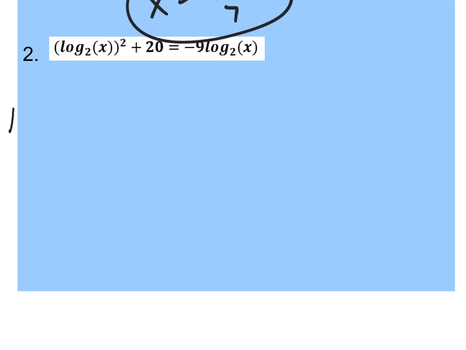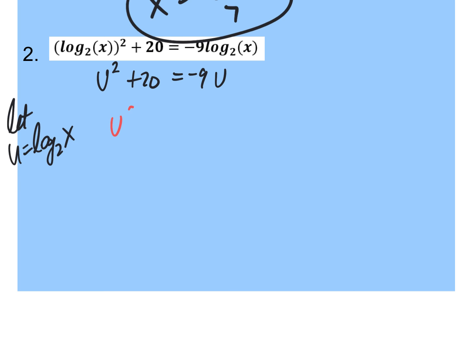This one is your u substitution. Let u equal log base 2 of x. If you didn't do it that way, I'd like you to stop, back up, and do it that way. So this will become u squared plus 20 equals negative 9u. It'll be a lot easier because now it's a quadratic. I'll pause for a second and give that a try. Okay, so on this one, we're going to get u squared plus 9u plus 20 equals 0.